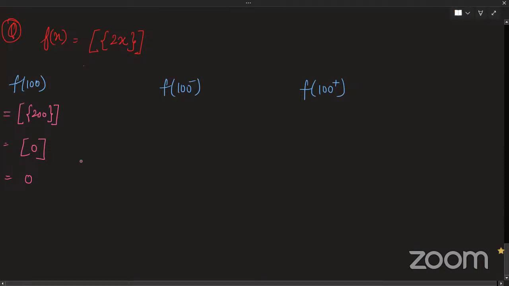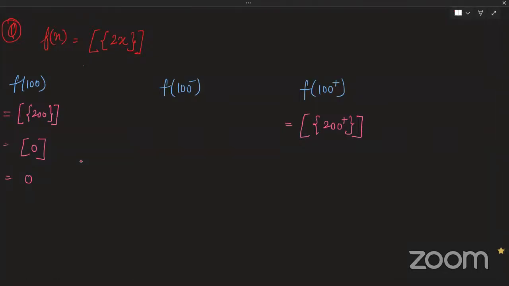Okay. So now let us discuss this case. It is greatest integer function of 200 plus. Can I say this? Is it equal to 200 plus? Yes, sir, because the value is greater than 100, so 2x will be greater than 200. Just greater than 200, right? So can you think what will be the fractional part of 200 plus?